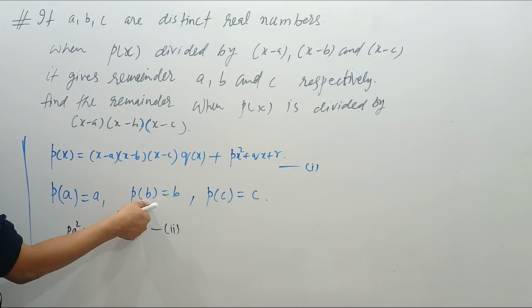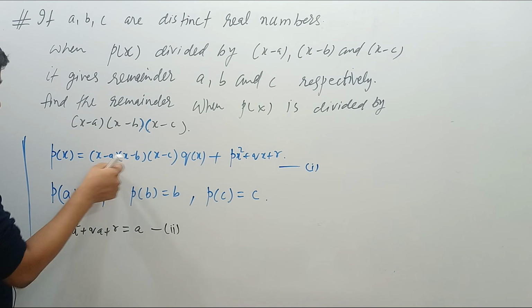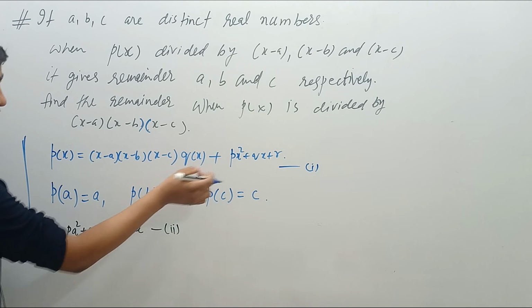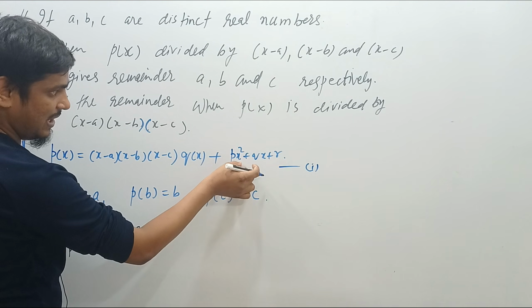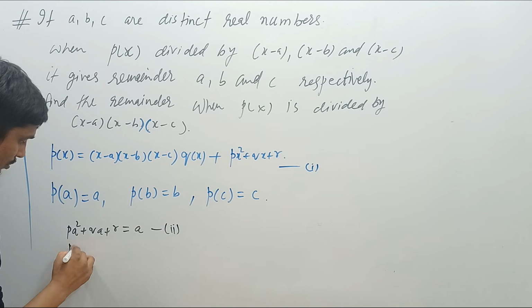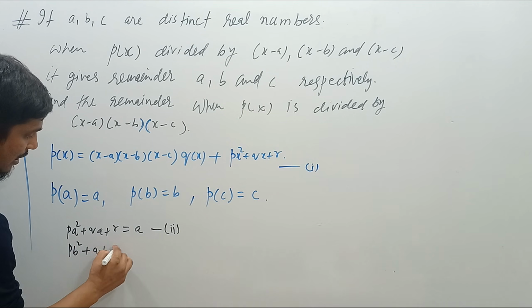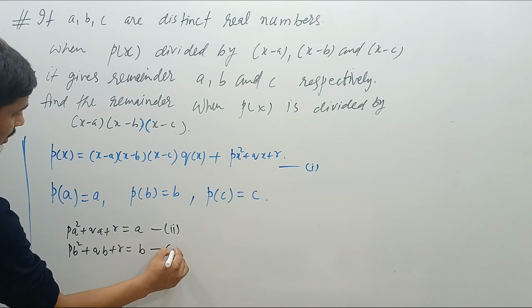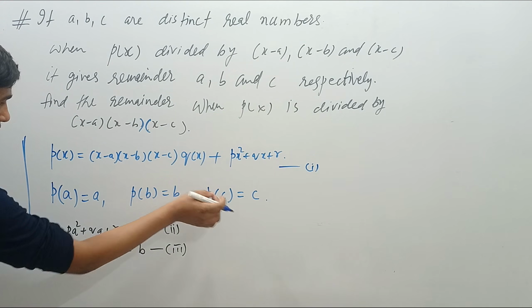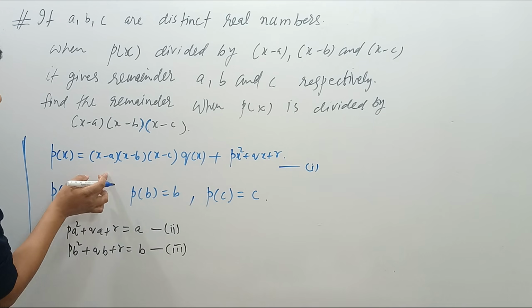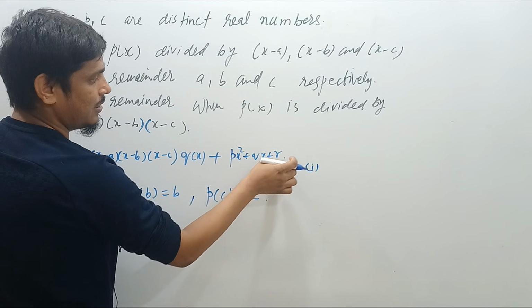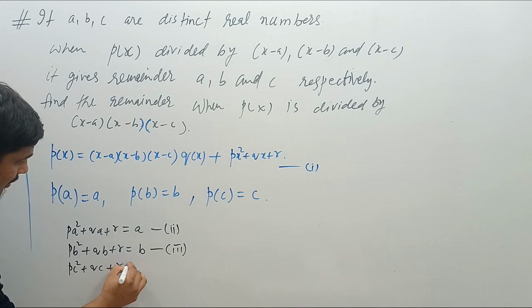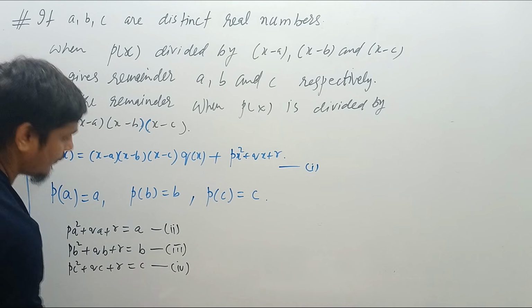And when we substitute x equal to b, then b minus b is 0, means again this term is going to be 0. So this will give us pb square plus qb plus r is equal to b. This is equation number 3. The same way, when we substitute c, then c minus c is 0, the whole term is 0, then this will be pc square plus qc plus r is equal to c. This is equation number 4.